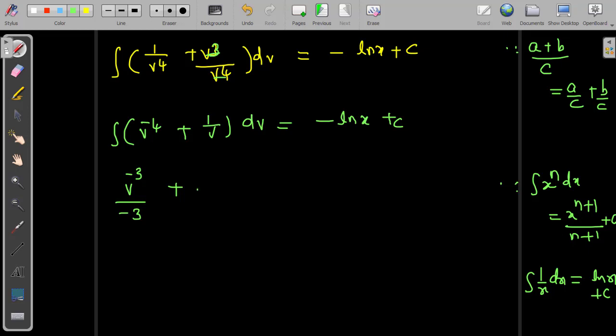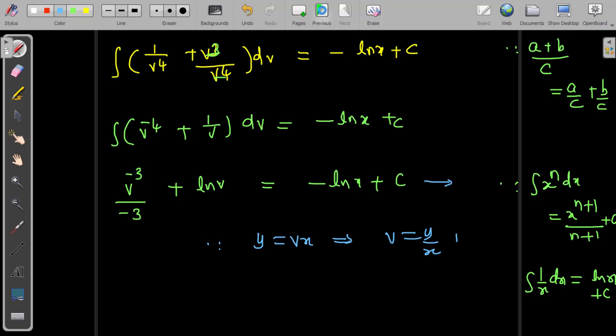So you can say here ln v is equal to minus ln x plus c. Now it's not the general solution. We started with the substitution y equal to vx, so from this substitution, v is equal to y by x. So substitute in the above equation.